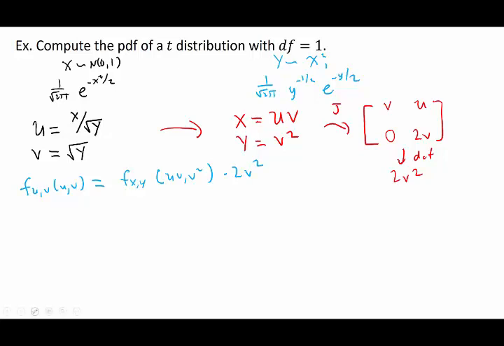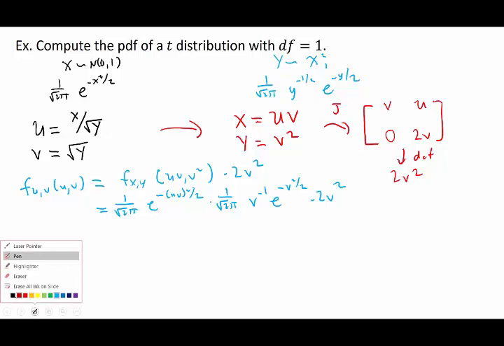So x and y are independent, therefore their joint density function is the product of their individual density functions, and we'll get 1 over square root of pi e to the negative uv squared over 2, and then times 1 over square root of 2 pi, and now I'm going to plug in v squared for y, so I'll get v to the negative 1 and e to the negative v squared over 2, and then multiplied by my 2v squared.